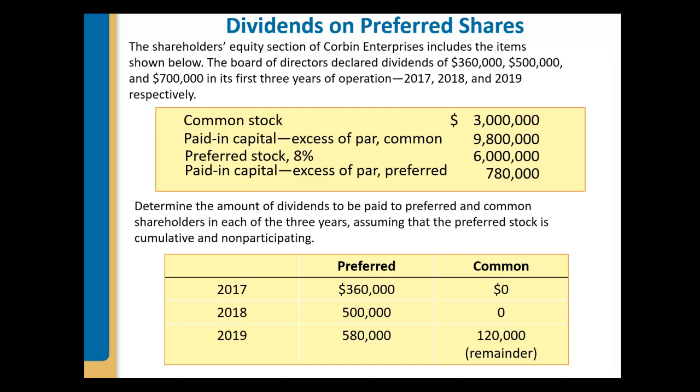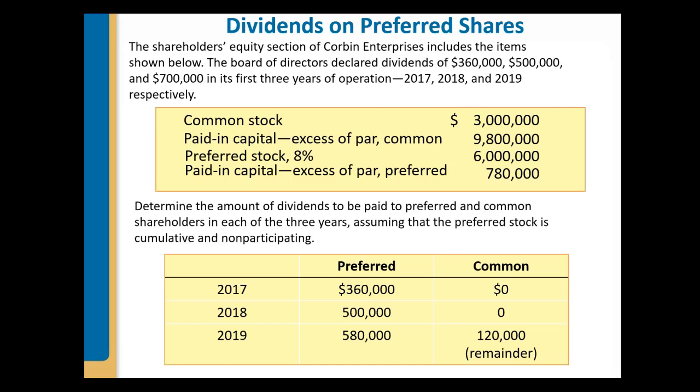So the shareholders' equity account of a corporate enterprise includes the items shown below. The board of directors declared dividends of $360,000, $500,000, and $700,000 in its first 3 years of operation. Determine the amount of dividends to be paid to preferred and common shareholders in each of the 3 years, assuming that the preferred stock is cumulative and non-participating.